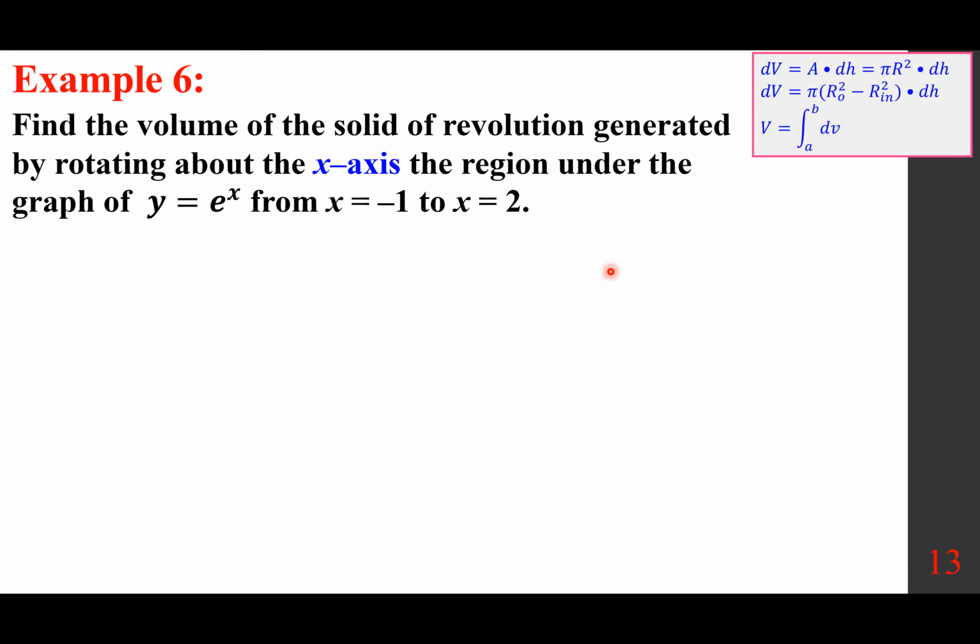Let's look at a simple example to see how we tackle this. We want to find the volume of a solid of revolution generated by rotating about the x-axis the region under the graph of y equals e to the power of x from x equals -1 to x equals 2. It is extremely important to, number one, graph. So here's y equals e to the power of x.